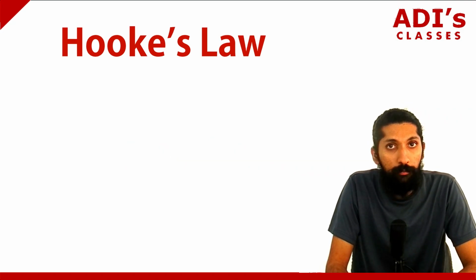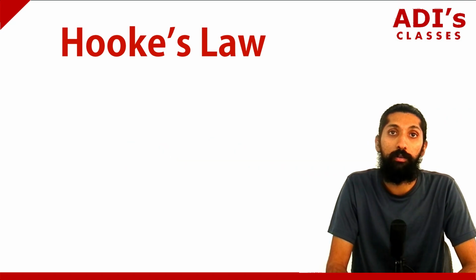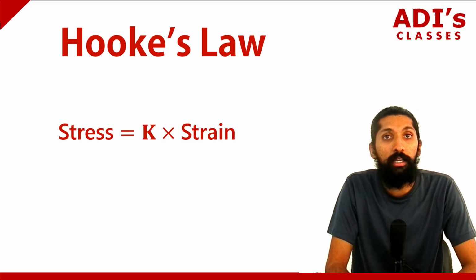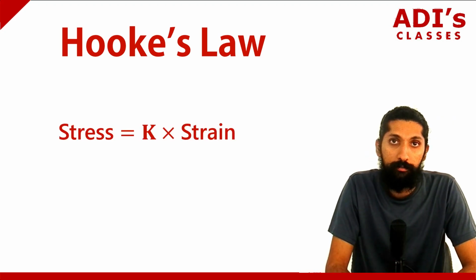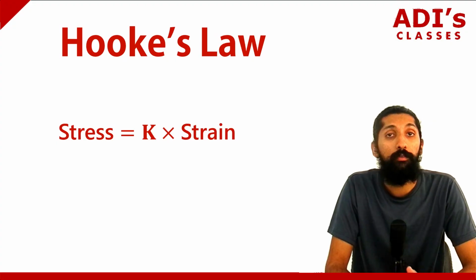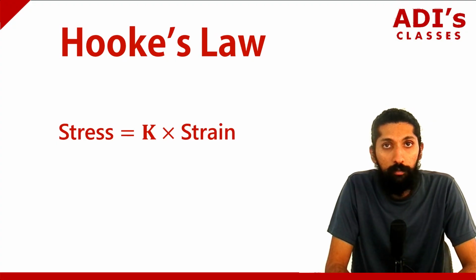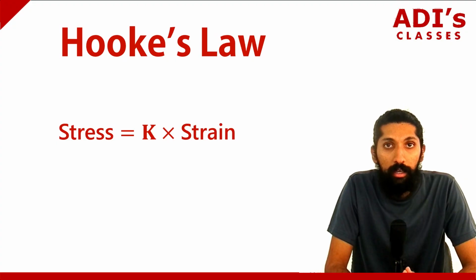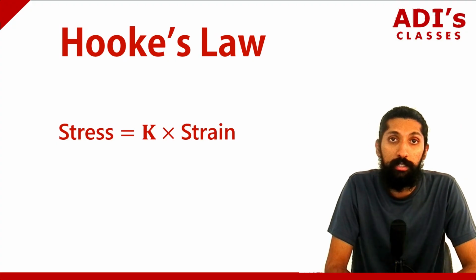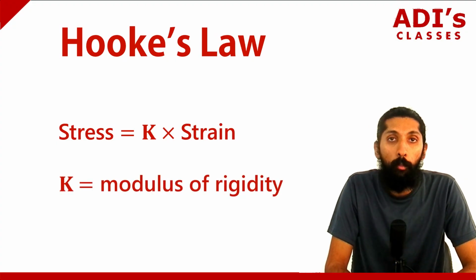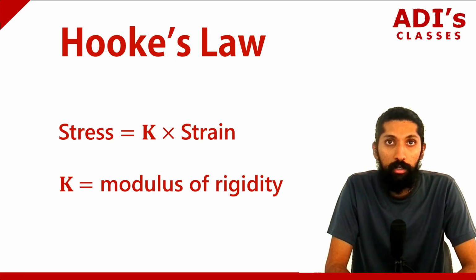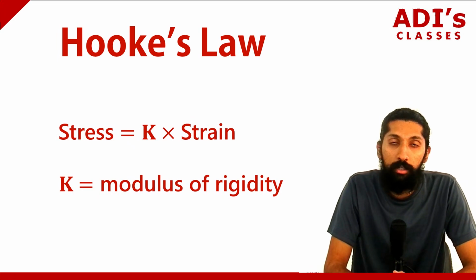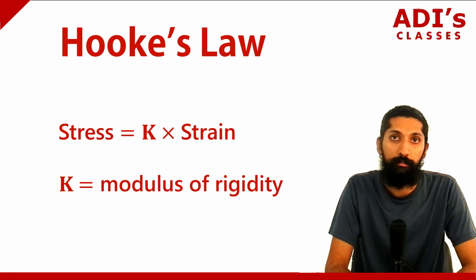Mathematically, if you have to write it, stress is directly proportional to strain. When you have to remove the proportionality, you have to introduce a constant. Stress is equal to K into strain. This K is called the modulus of rigidity. What it is and everything else you will learn later on. But K is the constant of proportionality.